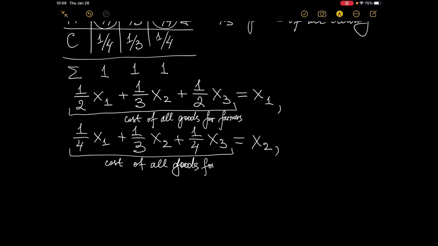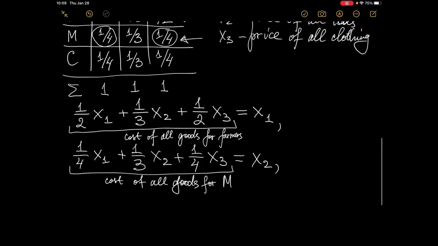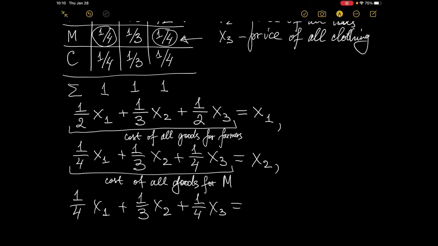goods for manufacturers. And clothing makers, so they get 1/4 of all food plus 1/3 of all tools plus 1/4 of all clothes. And we suppose that the system is fair, so that the price of what they produce is equal to the price of what they get. So you see, we got a system of 3 equations, right, for 3 unknowns.